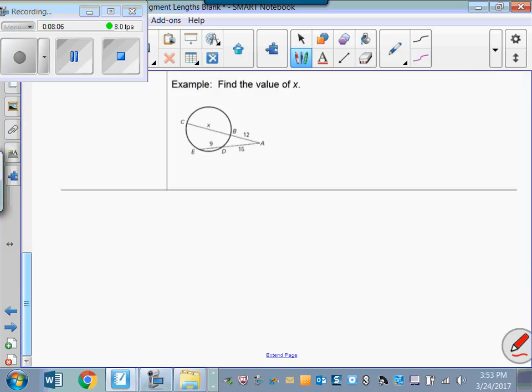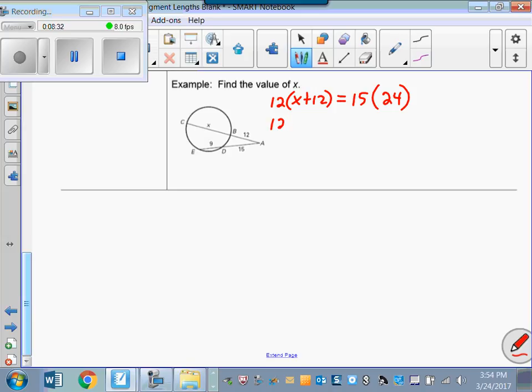Okay, how about the next one? Find the value of X. Well, this is an outside whole thing, right? So let's look at AC. AC, the outside is 12. The whole thing is X plus 12. And I know it equals the outside of AE, which is 15, times the whole thing, which is 15 plus 9, so that's 24.